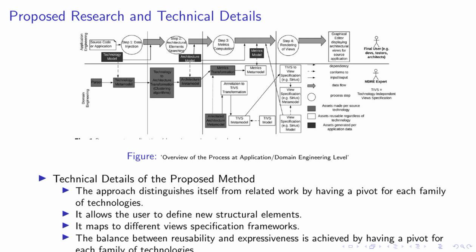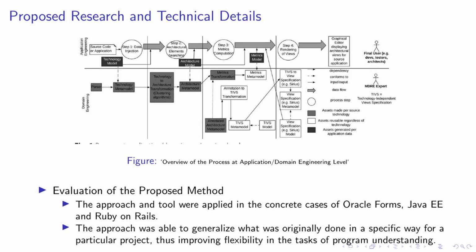This diagram provides an overview of the process at the application or domain engineering level. As we move forward, we'll see how these elements come together to create a comprehensive and adaptable solution. On this slide, we delve into the technical details of our research. The figure you see provides an overview of the process at the application and domain engineering level.